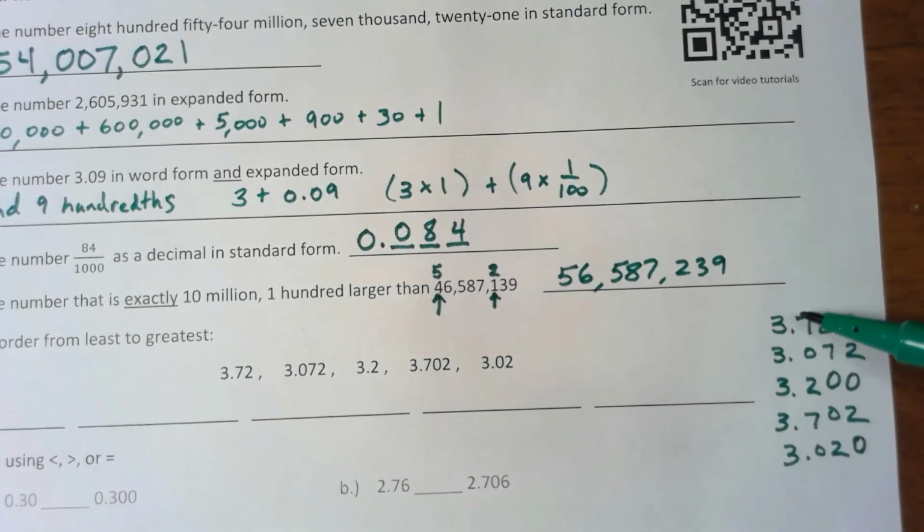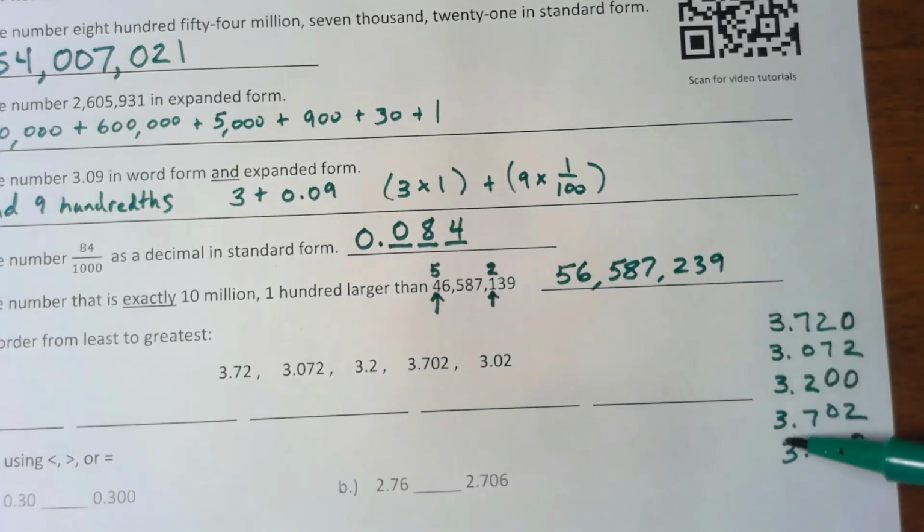So now we can start comparing from left to right. Of course, all of them have 3's in the ones place, so that doesn't help me. The next smallest is either going to be this one with a 0 in the tenths place or this one with a 0 in this tenths place.